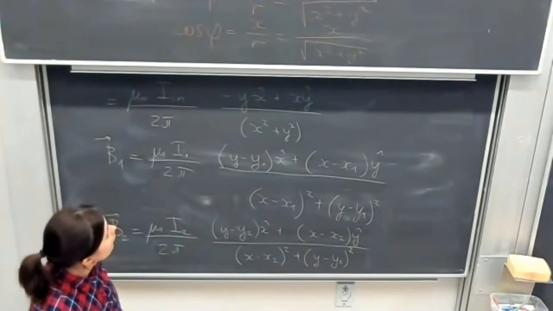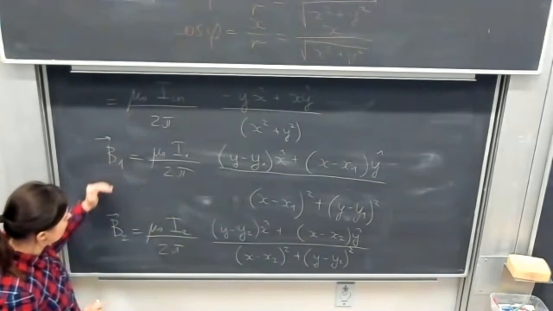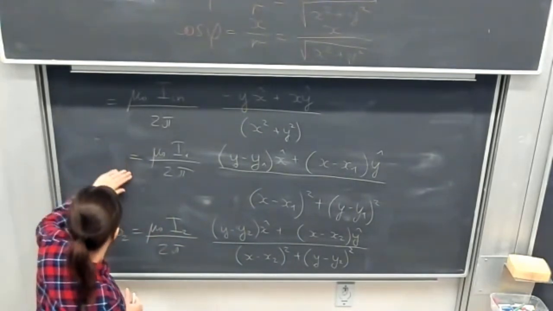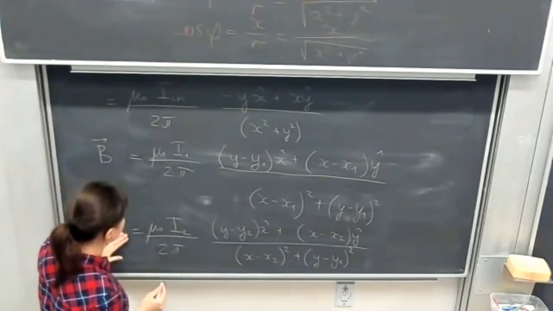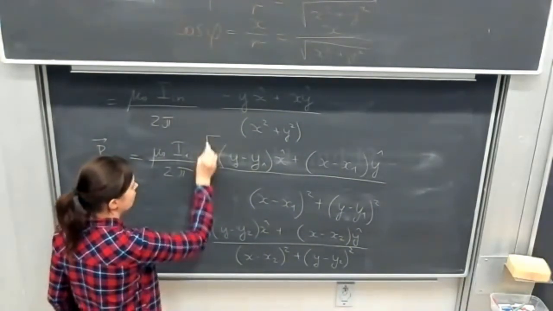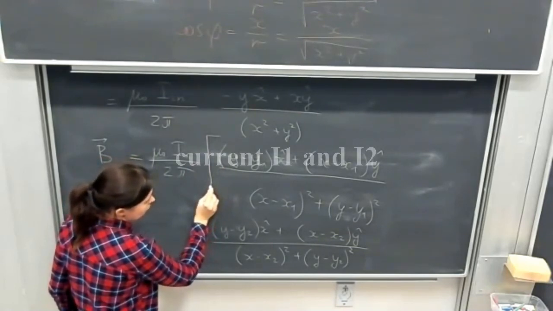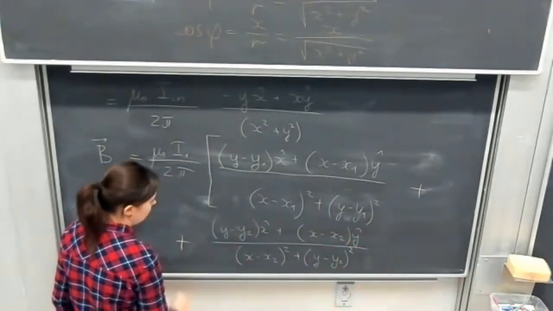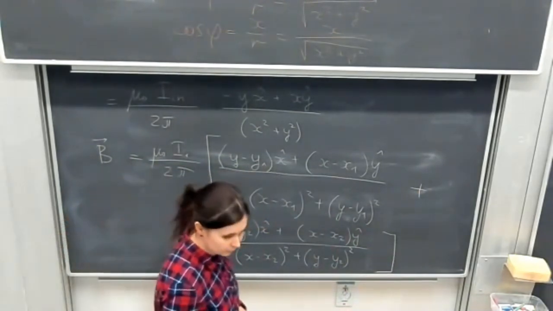So to find the resultant B field, we just need to sum these two B fields. We have the following answer. That's the answer for the problem.